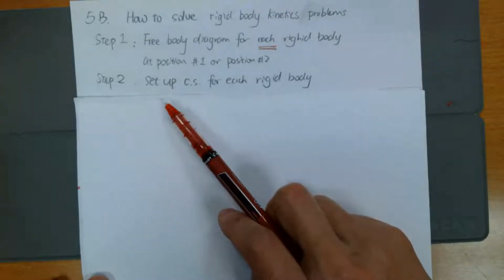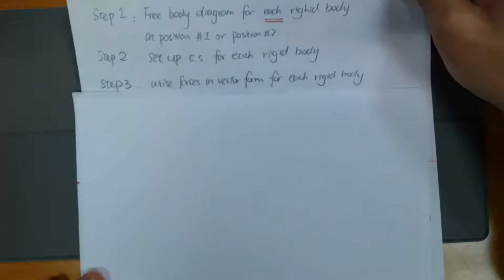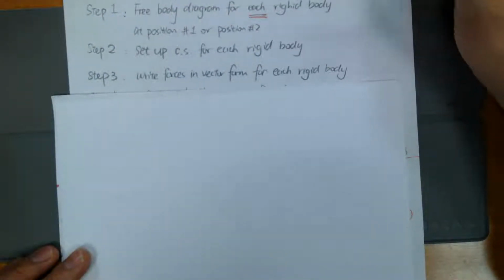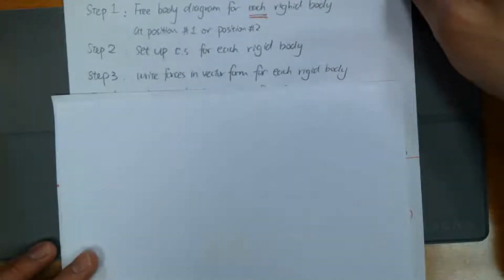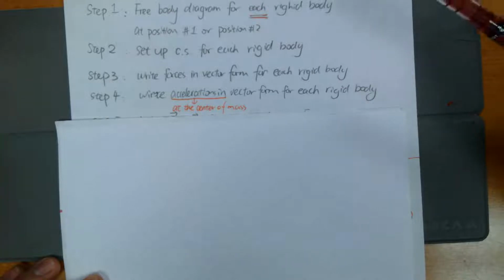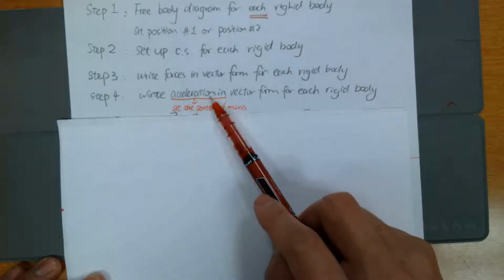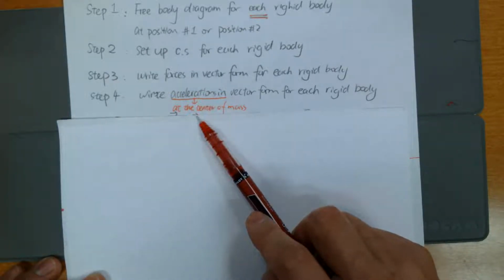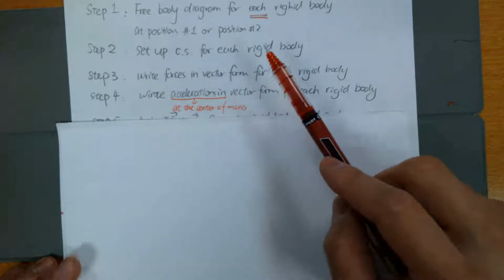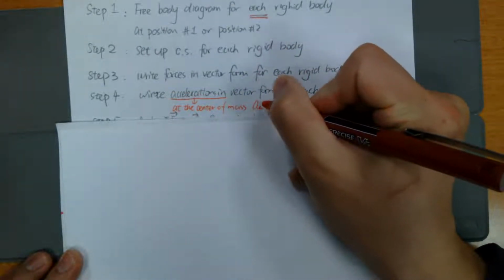Step two is set up your coordinate system for each rigid body. Step three is to write forces in vector form for each rigid body. Step four is pretty standard, write your acceleration vector for each rigid body. But this acceleration vector must be the acceleration at the mass center, center of mass G, for each rigid body. Keep that in mind. That must be the a_G vector.